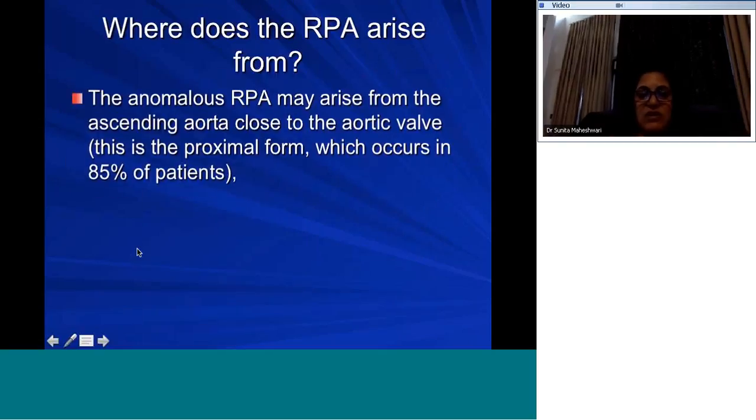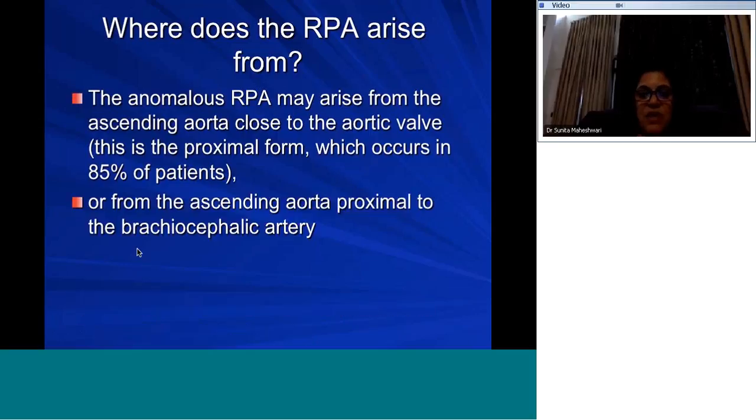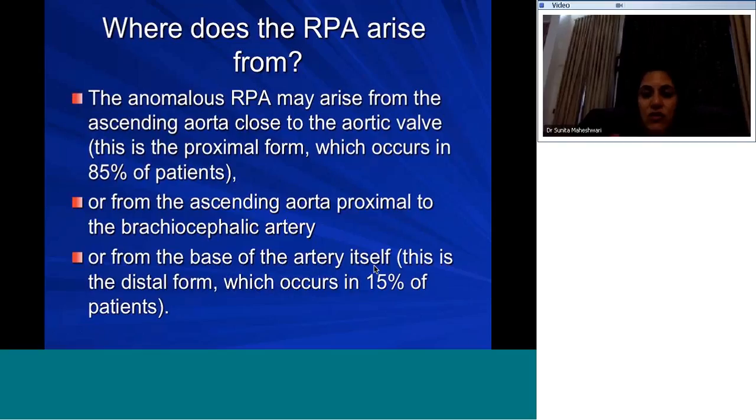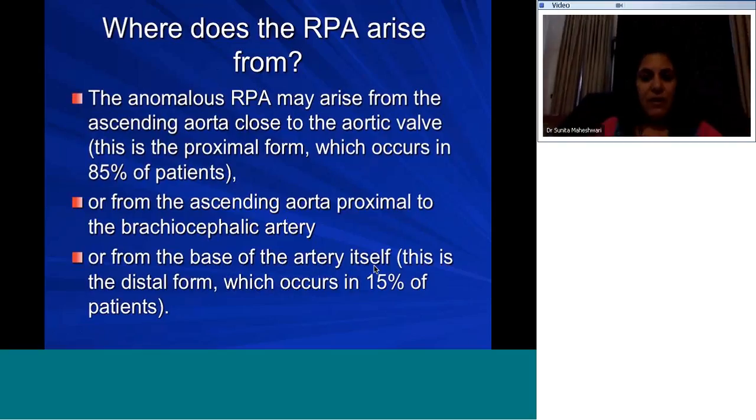So this is the most common form. It occurs in 85% of patients. In some of them, it will arise close to the brachiocephalic artery and rarely from the base of the artery itself. That's the distal form. So most common is right pulmonary artery from ascending aorta, that type of hemi-truncus, and occurs in about 85% of patients. It is a proximal variety, very close to the aortic valve. Okay? All clear? Next question.